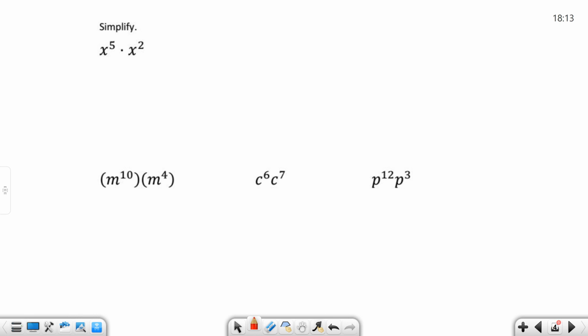So x to the fifth times x squared. This is going to be, based on our rule, x to the 5 plus 2, which is going to be x to the what power? 7. X to the 7 power.